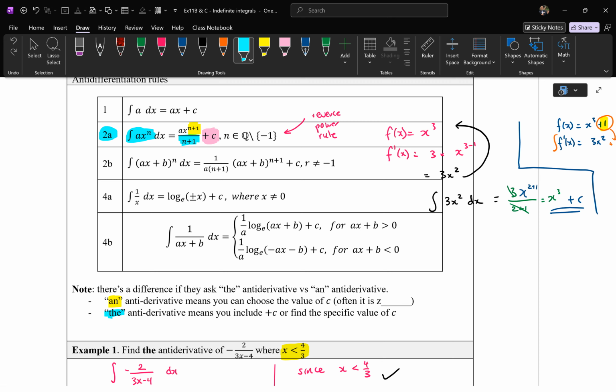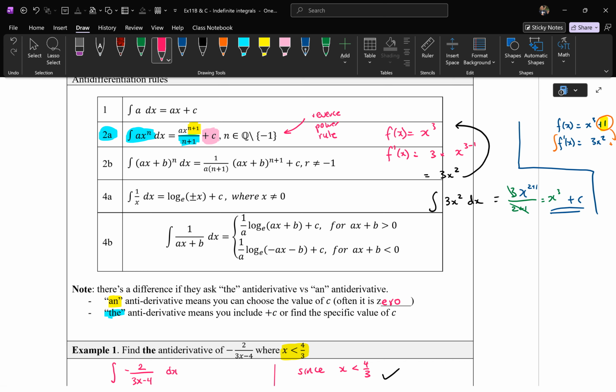But if they say find the antiderivative, it means that there's multiple possible answers. Then the plus c accommodates for that. The plus c means that there's many other possibilities that I don't know. So if you did an antiderivative, you have to pick something for c. Often it is a 0. So that's what I wrote in my notes here. Often it is 0. But if they say find the antiderivative, then you must put in the plus c to accommodate for the family of curves.